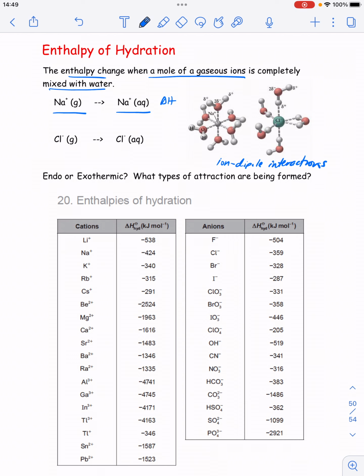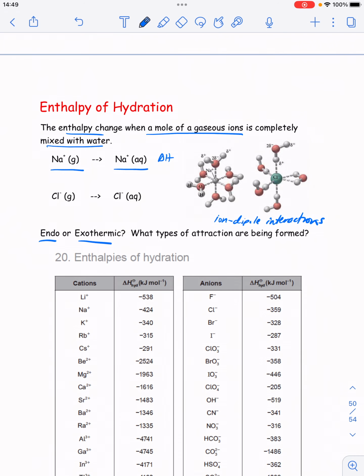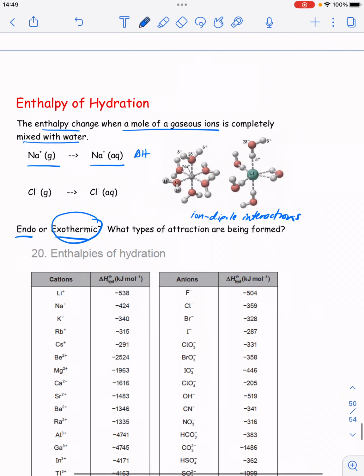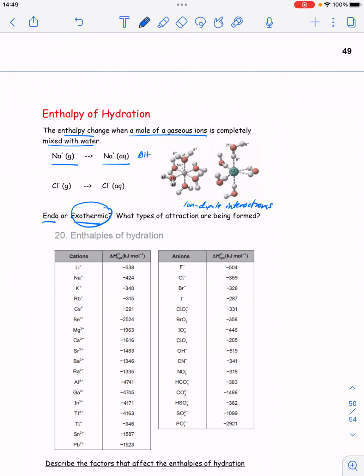So again, if you want to think about pausing this video, can you answer the question, is this endo or exothermic without looking at the tables? Although I see that they're probably right in front of you. But if you had to guess, you should be able to figure out that it's exothermic, because the process of going from gaseous ions, where all the ions are separate from each other, to forming attractions and coming together with water molecules. So anytime we bring particles together, that's going to end up releasing energy as a general rule.